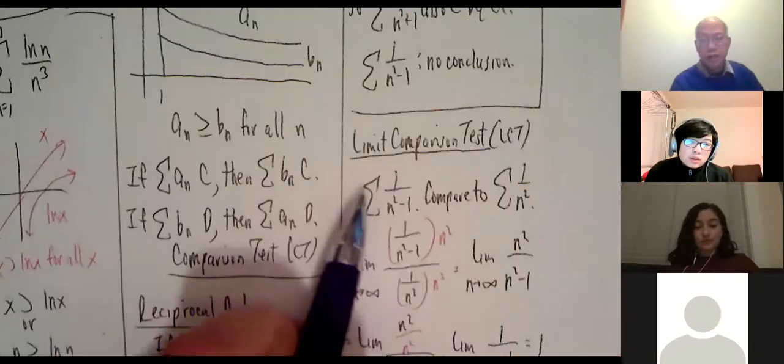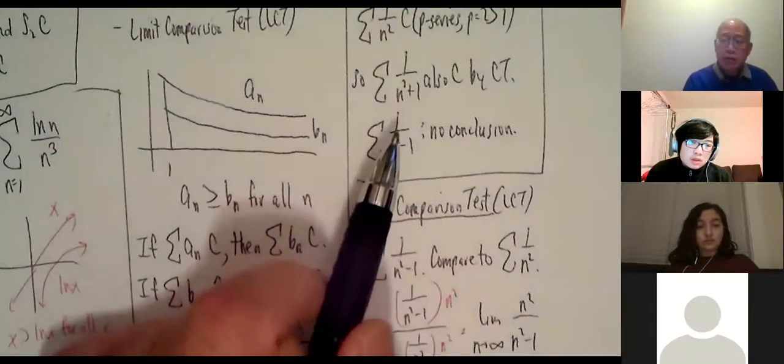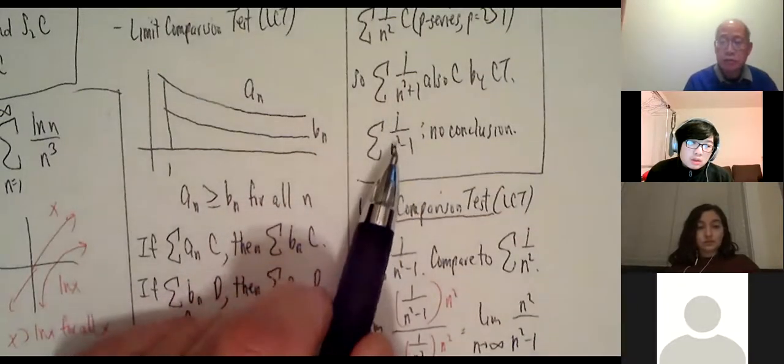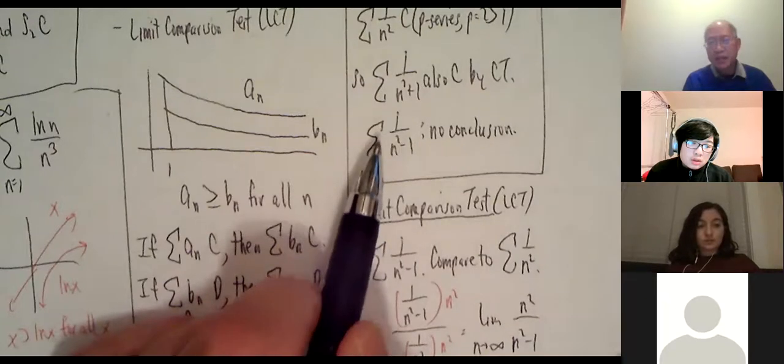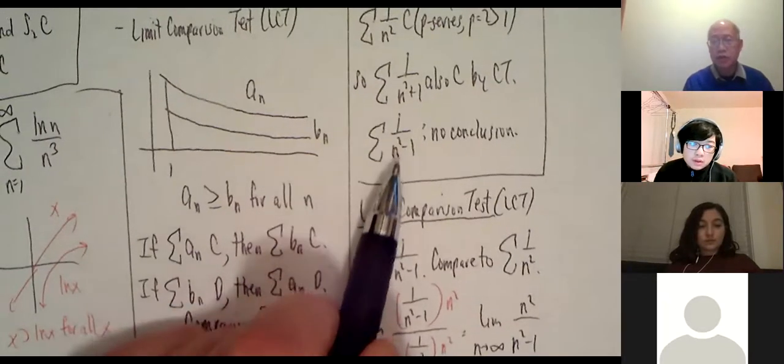So let's take a look at this one. Summation 1 over n squared minus 1. By the comparison test, I could make no conclusion. Still, I kind of feel like saying this should behave like summation 1 over n squared. I think it still converges, right?